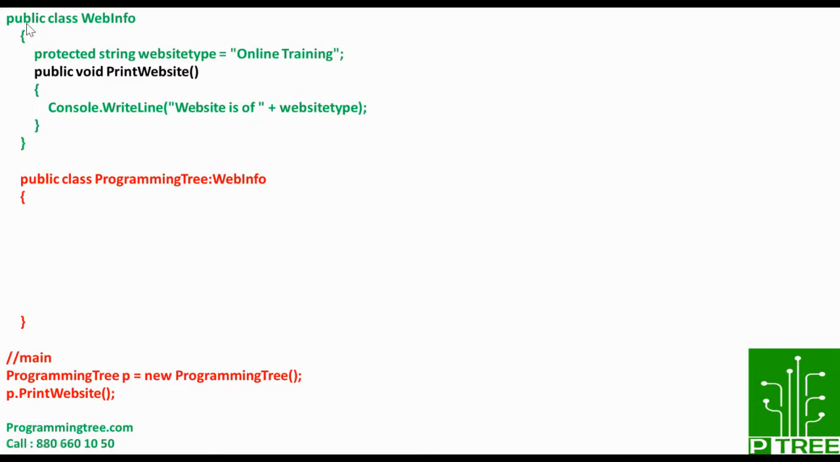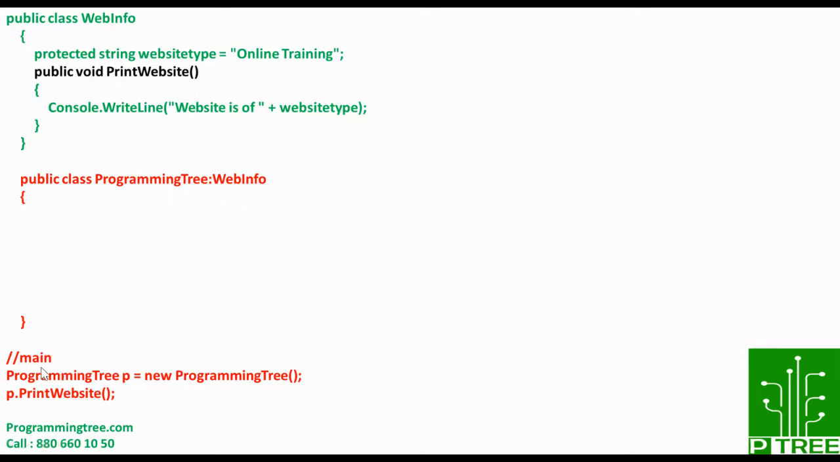Here there is a base class WebInfo with a protected string websiteType which has the default value online training, and a method public void PrintWebsite which is printing the website type, that is, website is of online training. Now here you can see that there is a class ProgrammingTree which is inherited from the WebInfo class. So this becomes a base class and ProgrammingTree becomes a derived class.